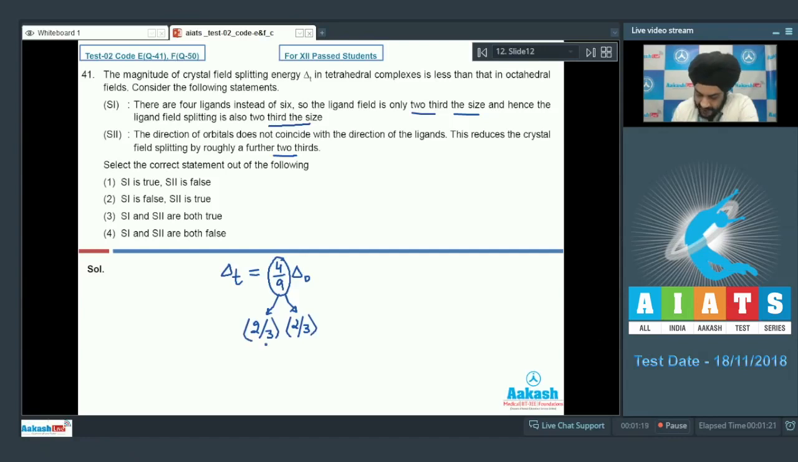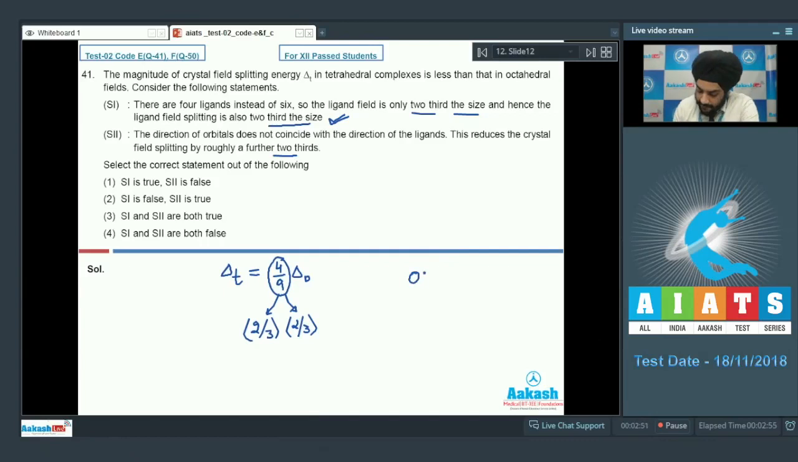So in the first statement, he says that there are 4 ligands instead of 6. So ligand field splitting is also 2/3 the size. This statement is correct. In octahedral we have 6, whereas in tetrahedral we have 4 ligands. So the ratio is 4/6, which is equal to 2/3. So the first statement is correct. Looking at statement 2 now, the direction of orbitals does not coincide with the direction of ligands. This reduces the crystal field splitting by roughly a further 2/3. So students, this statement is also correct.